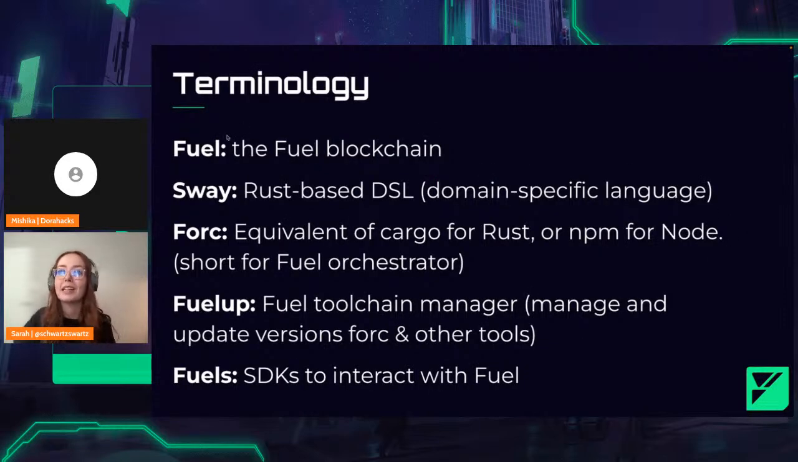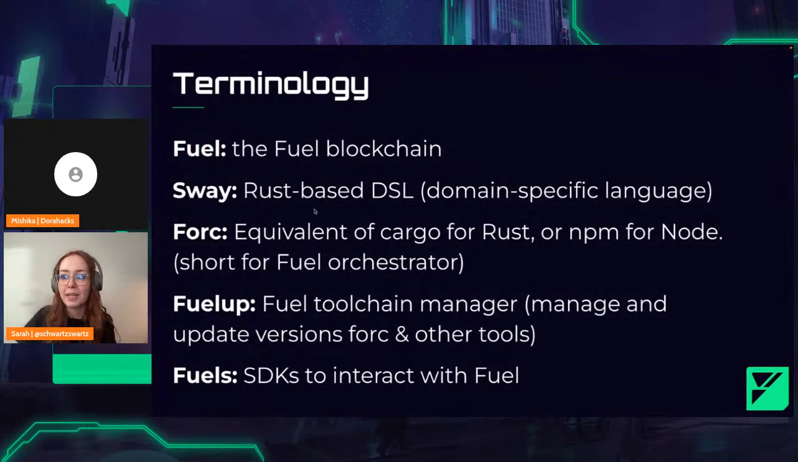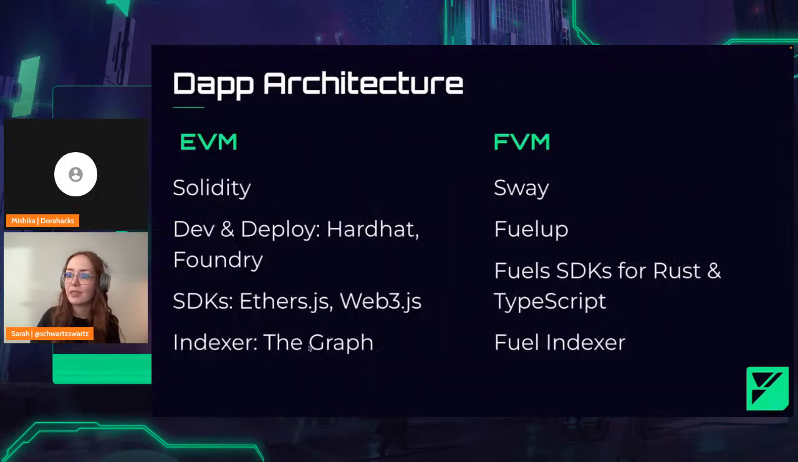So quick overview again, when I say Fuel, I'm referring to the Fuel blockchain. Sway is our Rust-based domain-specific language, sort of like the alternative to Solidity that we use to write smart contracts. Forc is the equivalent of NPM for Node or Cargo for Rust. And FuelUp is our toolchain manager that updates the different versions of Forc and Fuel Core. And then Fuels refers to our two SDKs that you can use to interact with the Fuel network. So we have a Rust SDK and a TypeScript SDK. And we're going to be working with the TypeScript SDK today.